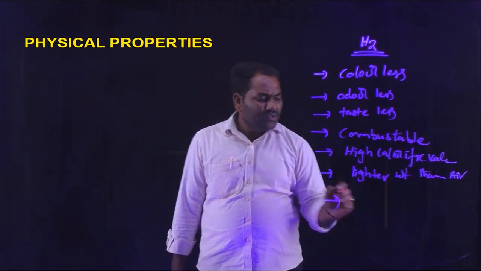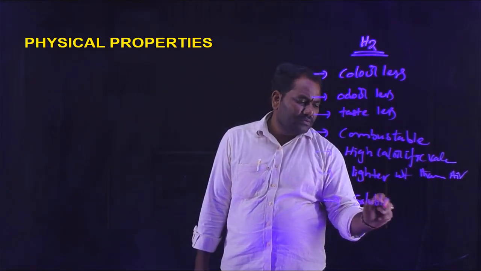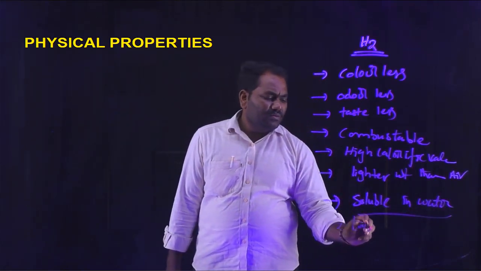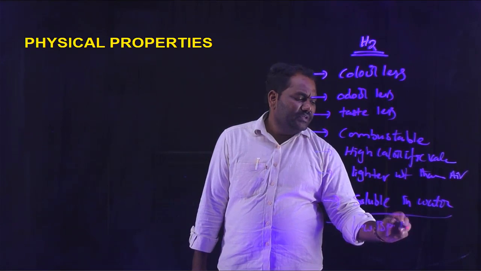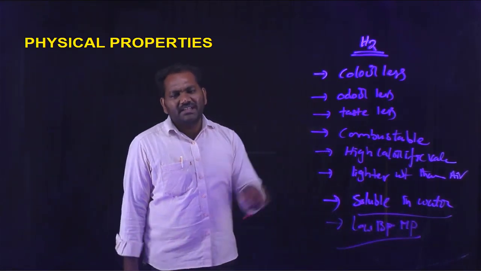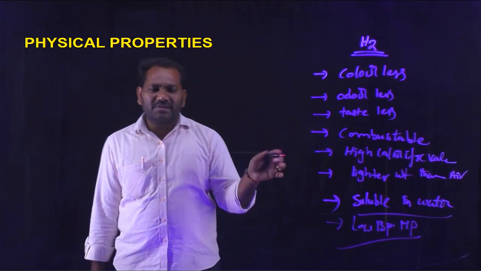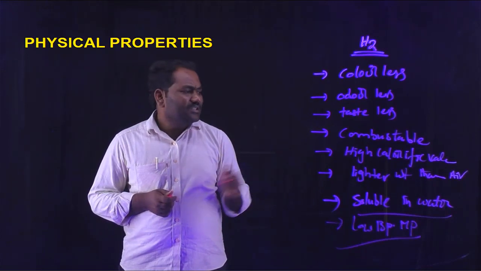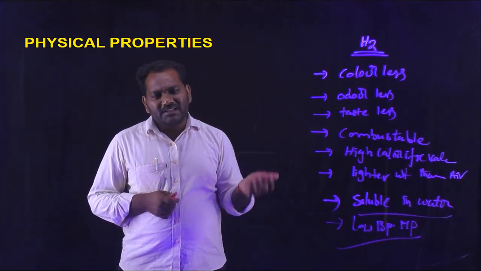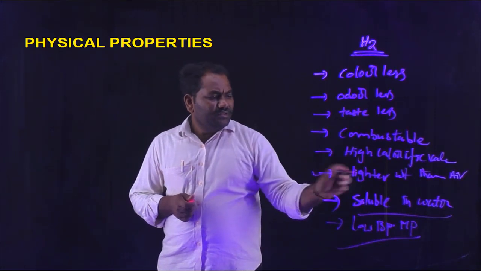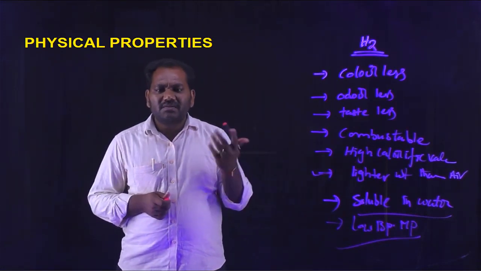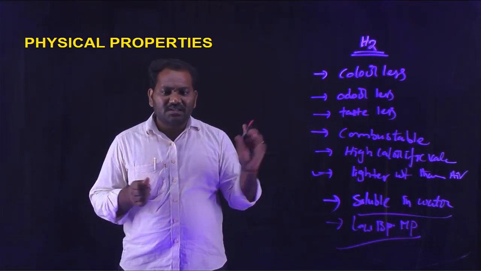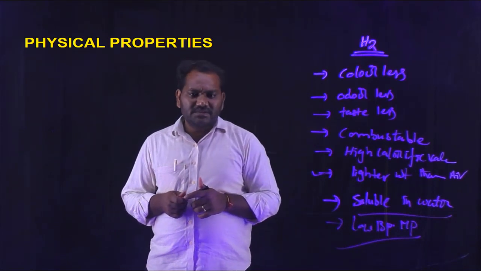And it is soluble in water, and has a low boiling point and melting point. Generally these are considered as physical properties. Colorless, odorless, tasteless, combustible, having high calorific value, lighter than air. By using this property, balloons are filled with hydrogen gas, easily flying, and it is soluble in water, and has low melting and boiling points. All these are the physical properties of dihydrogen.